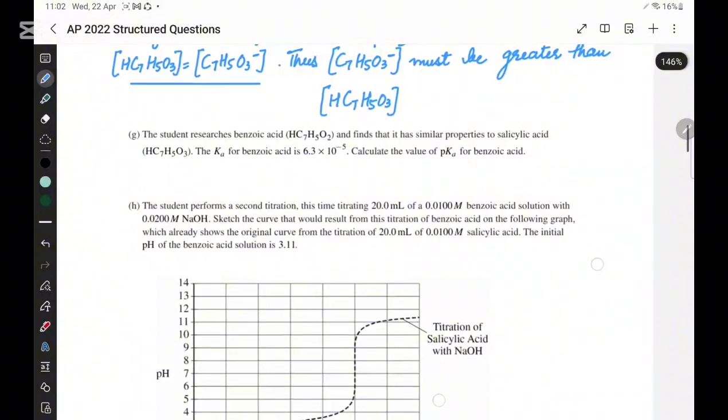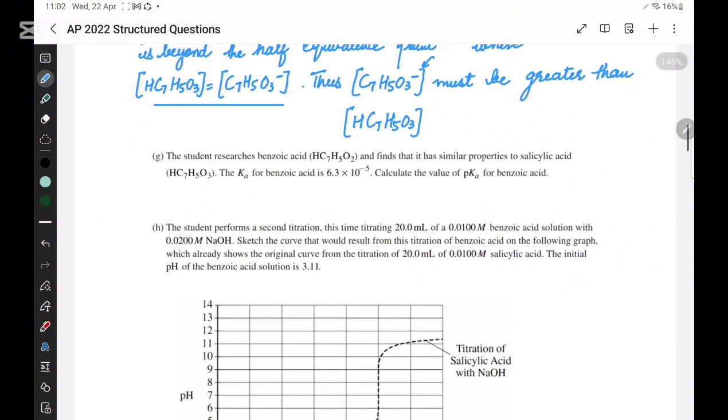For the next question, the student researches benzoic acid and finds that it has similar properties to salicylic acid. The Ka for benzoic acid is 6.3 times 10 to the power minus 5, and they want you to calculate pKa. So the formula for pKa is negative log of Ka, and negative log of 6.3 times 10 to the power minus 5 comes out to be 4.20.